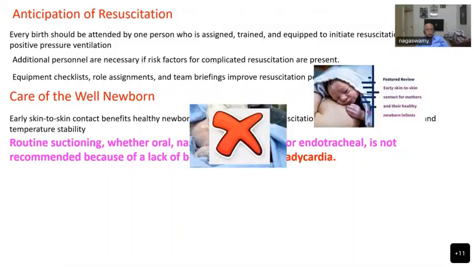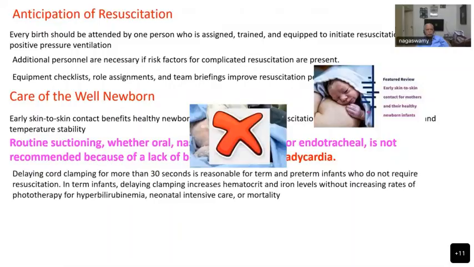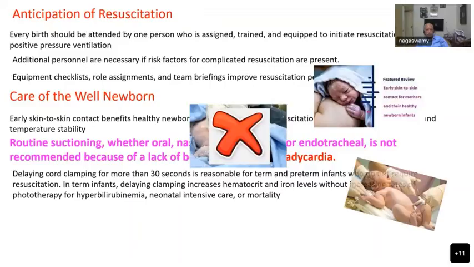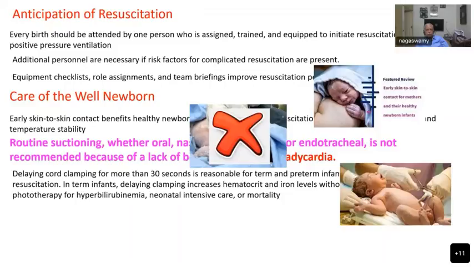Okay. And delaying cord clamping for more than 30 seconds is reasonable for term and preterm infants who do not require resuscitation. Delaying clamping increases hematocrit and iron levels without increasing the rates of phototherapy for hyperbilirubinemia, neonatal intensive care, and mortality. So slightly delaying the cord clamping for 30 seconds helps.